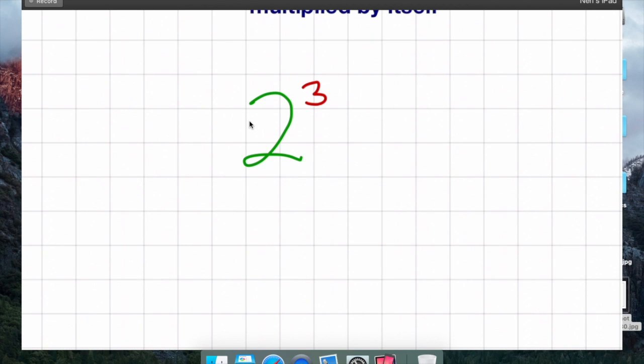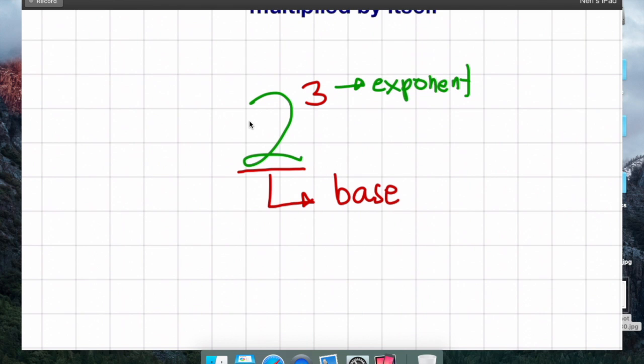Exponents look like this. So we have the main number, the big whole number, and this is what we call the base. And there's a small number just on top of the big number, and this is what we call the exponent. So remember that the big number is called the base, and the small number on top of the base is called the exponent.